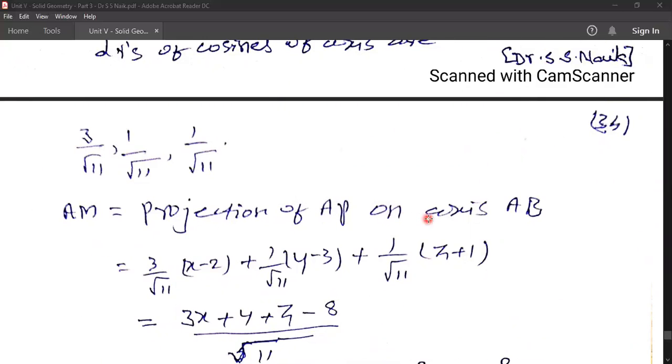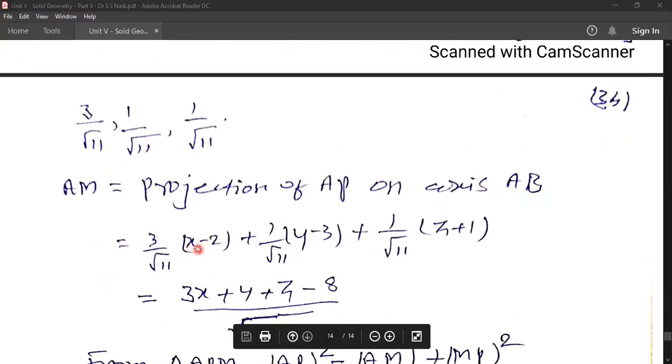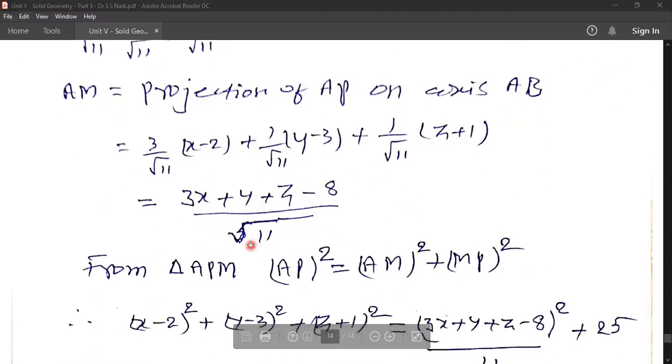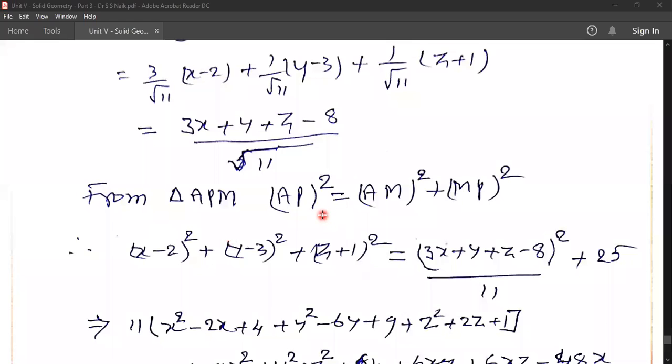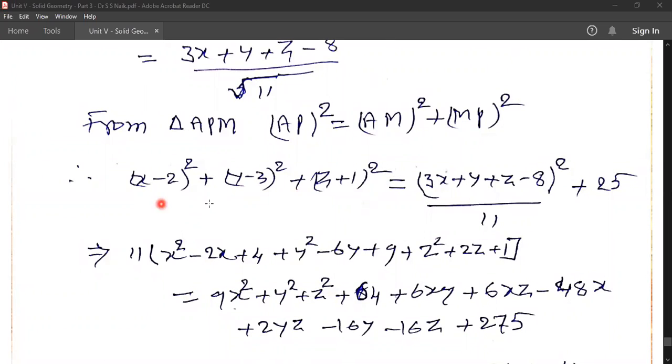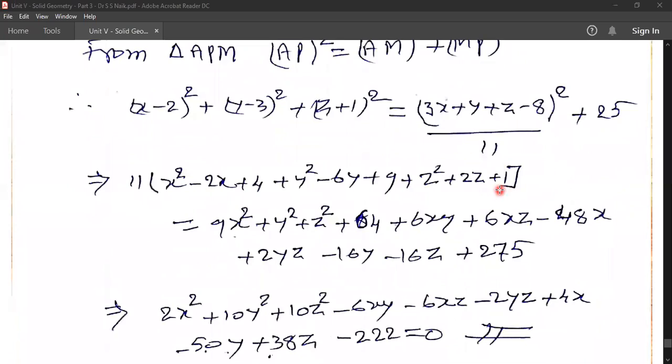Then AM, the projection of AP on the axis, is given by 3x plus y plus z minus 8 upon root 11. Then from triangle APM, as in the last case, AP square is equal to AM square plus PM square. Again, the same formula, apply this and go on simplifying. Now here I have simplified the right hand side, and this is the left hand side, and this 11 goes on this side, so this becomes simple.